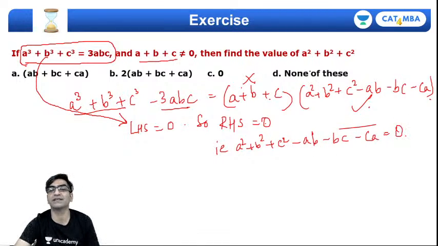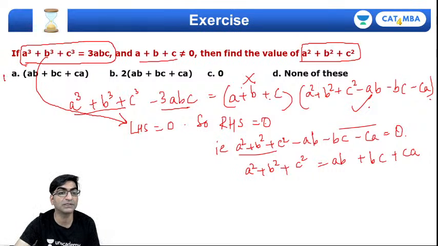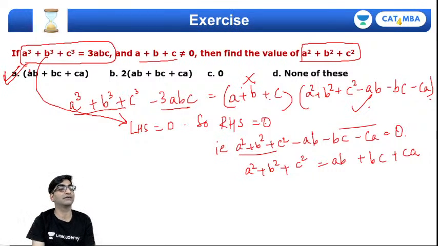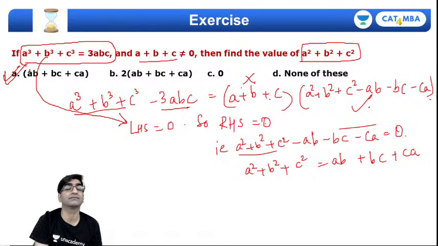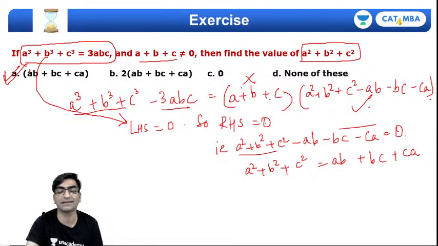Now what is the question asking me? It's asking me for the value of A square plus B square plus C square. So I want this. Clearly that should be equal to AB plus BC plus CA. Let's hope that's given in the options. Yes, that is option A. So there you go. That's how foreknowledge of a simple identity helped me crack this very simple problem.